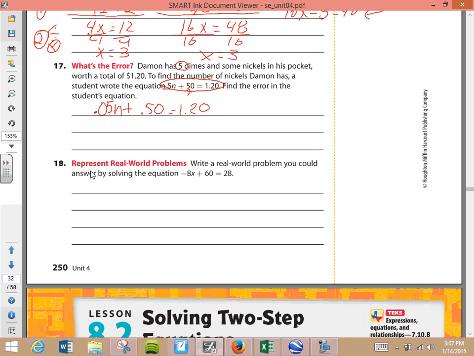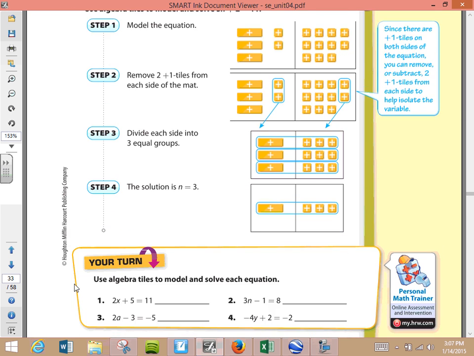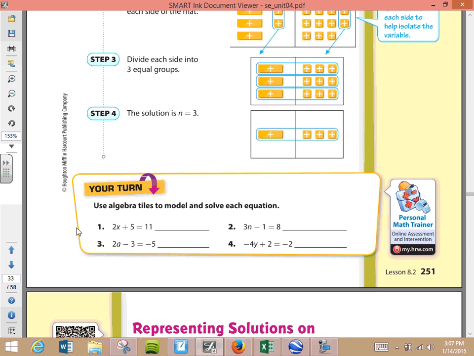All right, let's move on to the next part of the lesson. We're going to go to page 251, and we are going to work individually on finding the value of x. Ignore this part right here. I'm not going to use it that way.